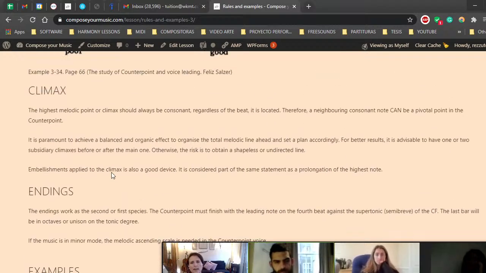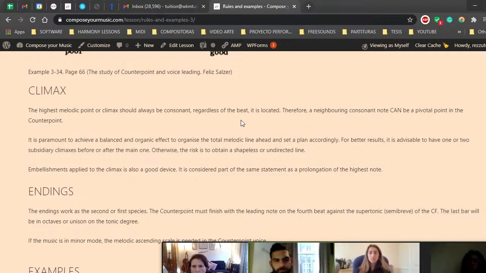Climax. The highest melodic point or climax should always be consonant, regardless of the beat where it is located. Consonant. Never a dissonance against the counterpoint. Because it's a real note. It's something structural, that you arrive to. It can never be a dissonance. Therefore, a neighboring note, a consonant one, can be a pivotal point.